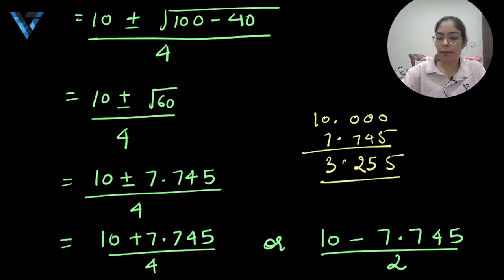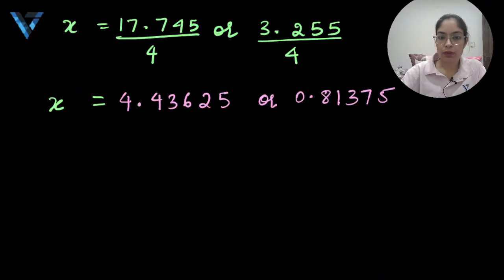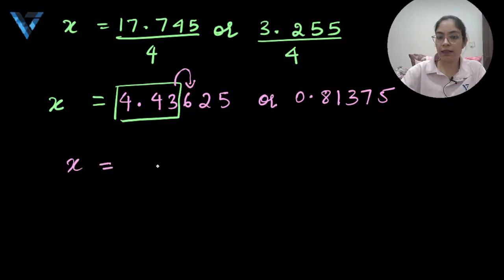Now up to 2 decimal places. In this question, the answer we have to write up to 2 decimal places. So only up to 2 decimal places you have to see. Next digit you have to see: if it is 5 or greater than 5, then you have to round it off. So x is equal to, since it's greater than 5, what will be the answer here? 4.44, because this is 6.